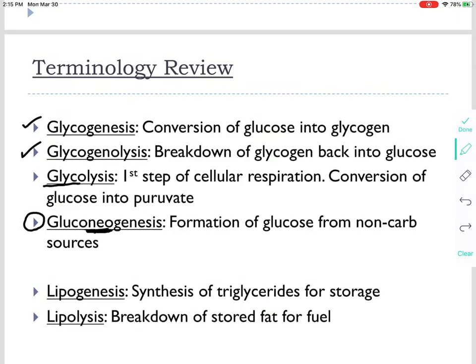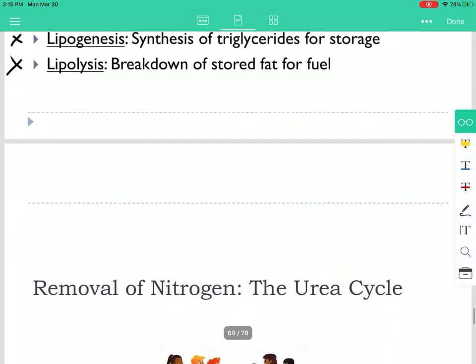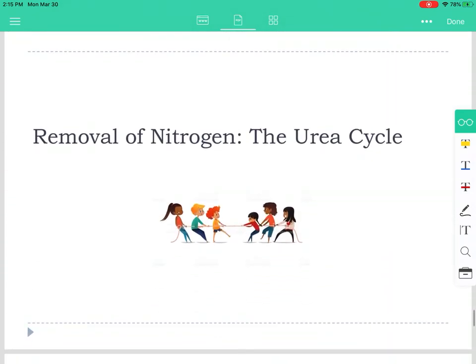And remember, I did want you to know glycogenesis and glycogenolysis. We did talk about glycolysis. I put this slide together because a lot of the words sound alike, but you didn't need to know the lipid ones. I'm trying to give you a break somewhere.